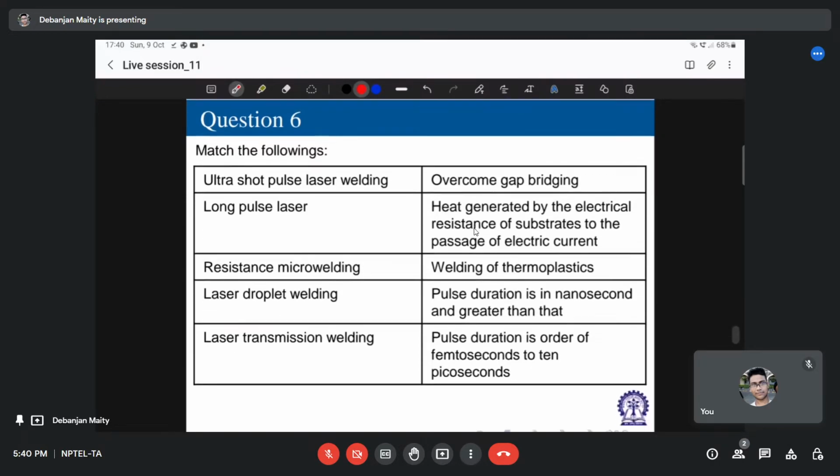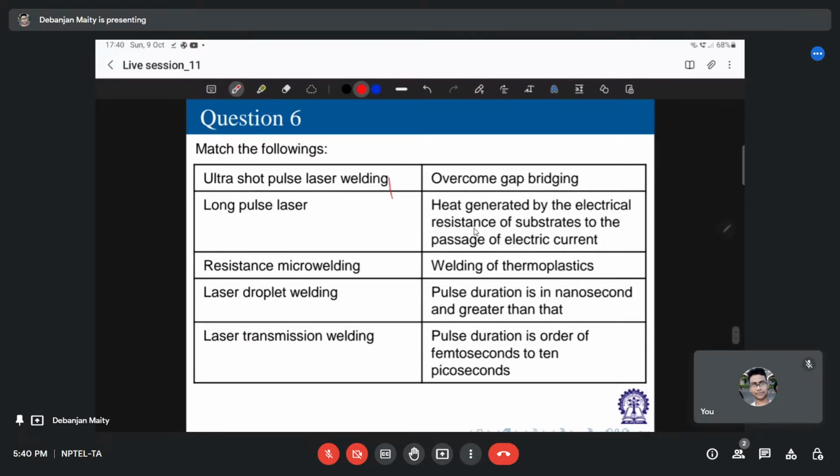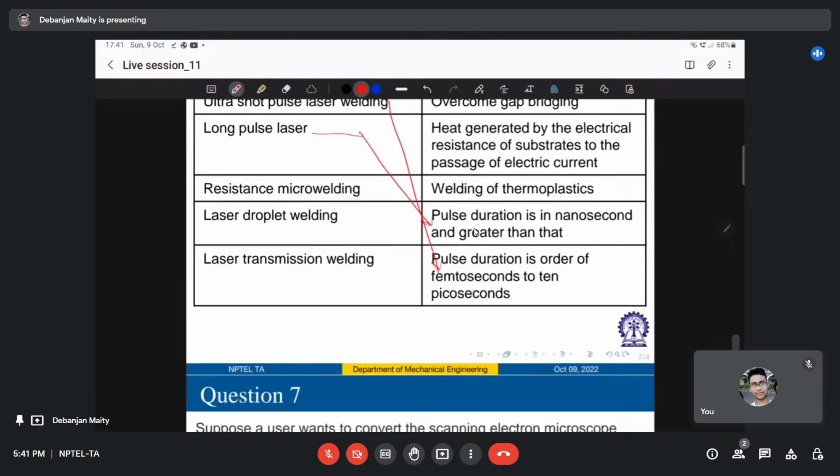So this one is correct. And the duration of the laser pulse is shorter than the time required for energy to be transferred to the surrounding area. But in long pulse laser, the pulse duration is in nanoseconds and maybe greater than that.